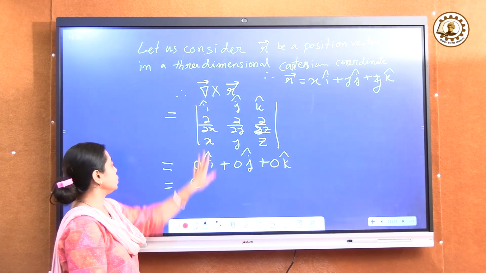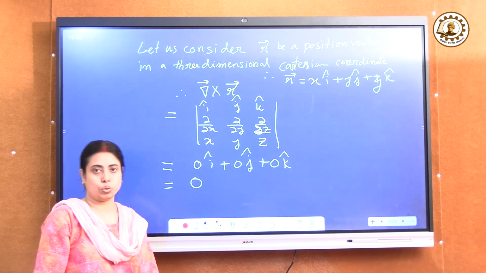So the curl of a position vector is 0, hence shown.